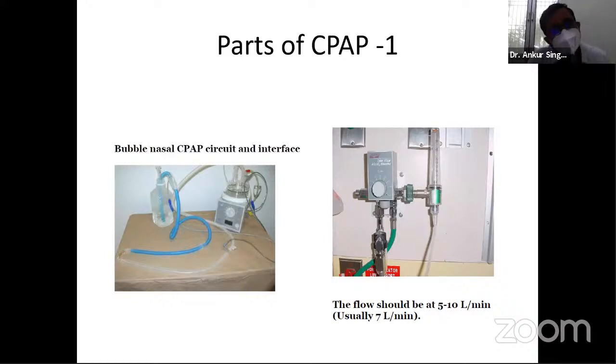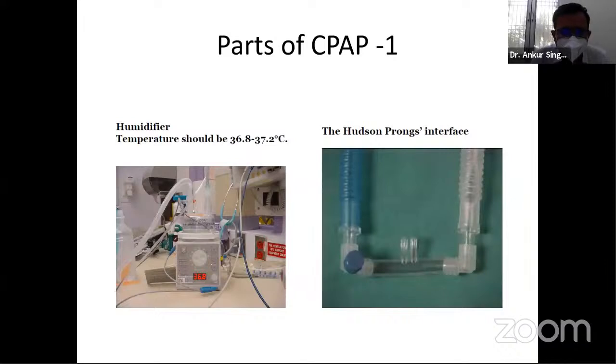So if anybody wants to give a FiO2 of 100% with CPAP, yes, we can give. But providing 100% FiO2 on CPAP is taken as a failure. You have to move to another respiratory support for this child. So these are the various humidifiers I have told you. This is a Hudson prong interface. There are nostrils. This is the interface.